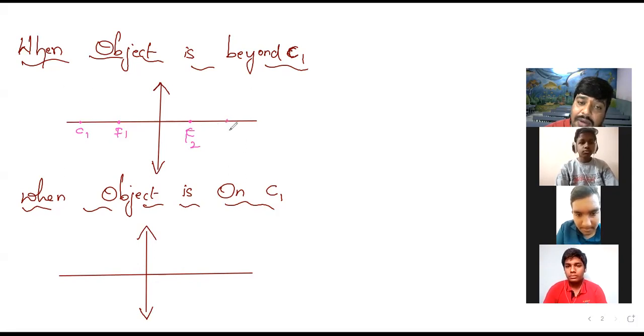Okay, what is it? F2 and C2. Okay, and next here also, C1, F1, F2 and C2. Okay.